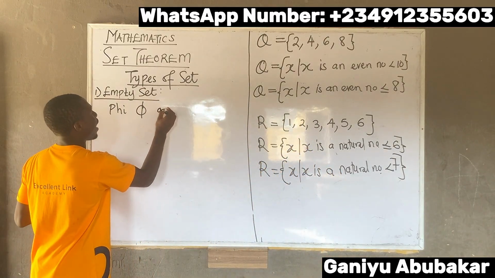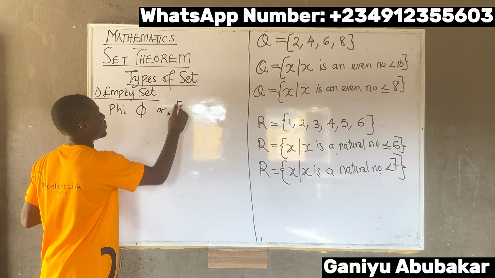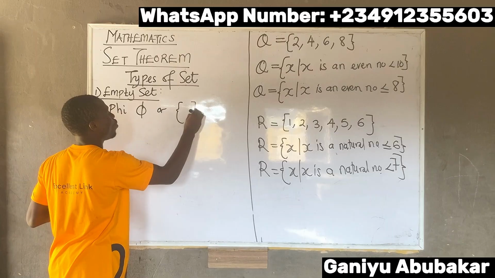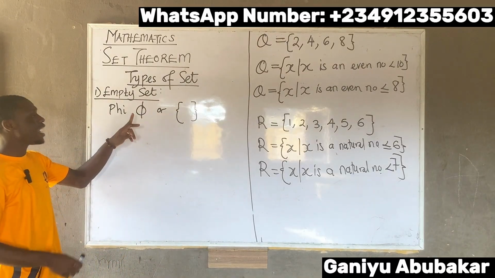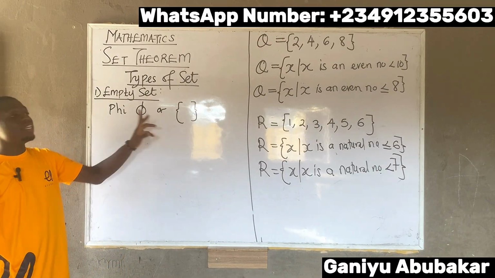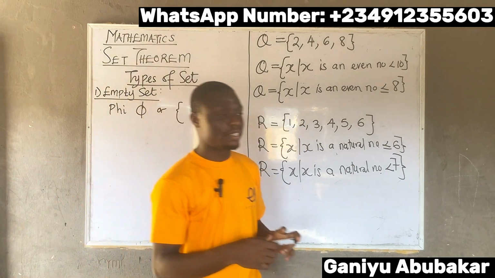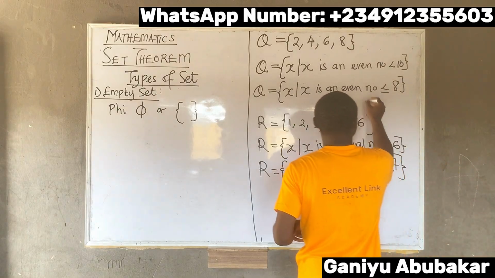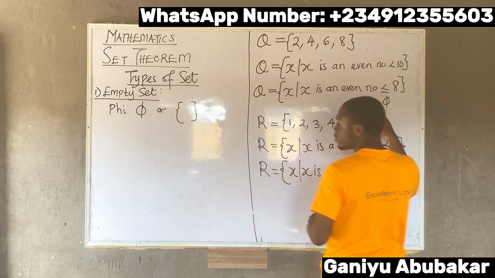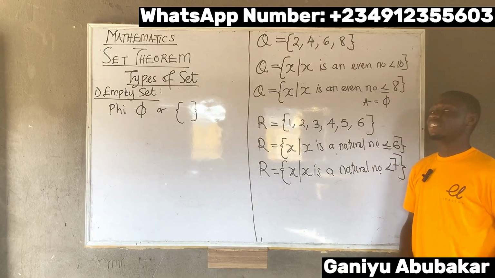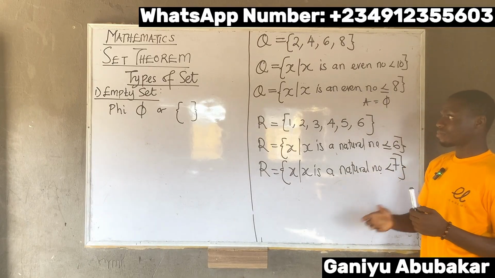Or an empty curly bracket. You see these two symbols. Either I use this one or I use this. These two are used to represent an empty set. If I give a set A to be equal to this, it means set A is an empty set. That's the concept.